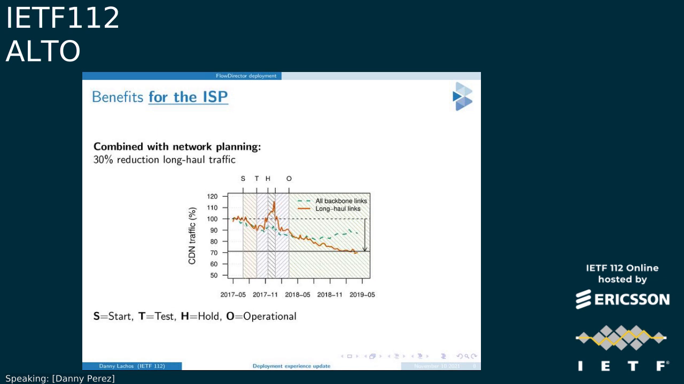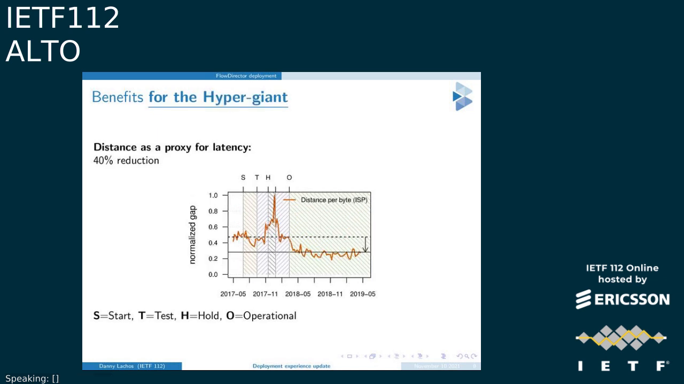Next slide, please. And in terms of the benefits for the hyper-giants, like I said before, we use the distance as a proxy for latency. So in terms of the distance, we reduced the gap, that is the distance between the server and the clients, by about 40%, which means that Flow Director localized the traffic. And again, you can see here in the hole phase, this goes up really high, because the mapping got broken. But at the end, when it was restarted, the traffic went down again.